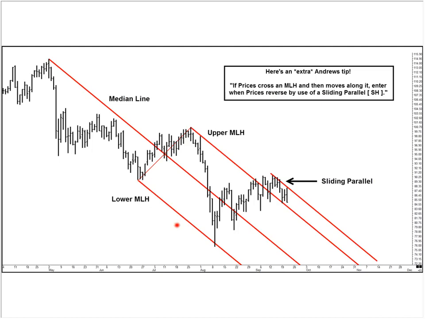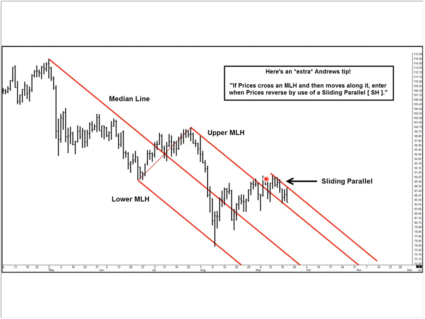Okay? So price has made the lower parallel. You can see it accelerated through, came back to retest, came up to the upper parallel, pulled back a bit, stayed within the uptrend, broke out of the upper parallel. Now we're crawling along it. What's a trader to do? Sure, you could draw a new median line, but we'll give you another tool as well. If price crosses the median line parallel and then moves along it as it is doing here, enter when price is reversed by the use of a sliding parallel.